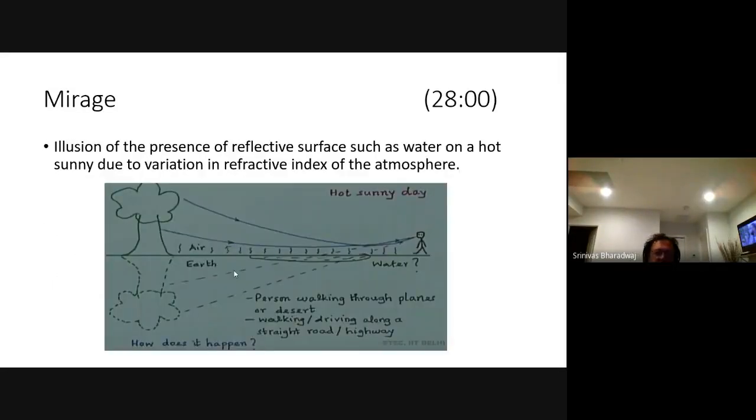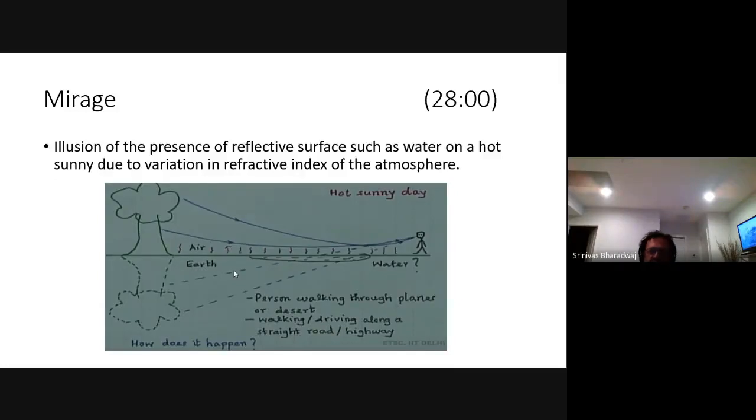Now let's move on to the mirage. You must have seen a lot of movies with that. What you end up seeing is something which is much further away. Here you have a person walking through plains or desert. Suddenly he says, "Oh, there is water here," and actually there is no water. Everybody thinks you're seeing things because you want to drink some water.